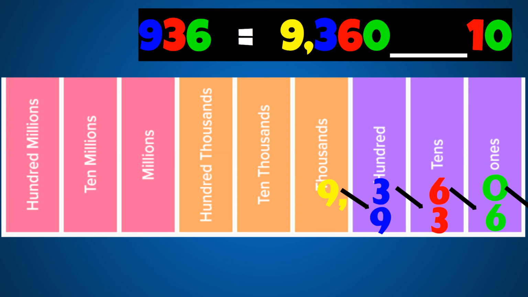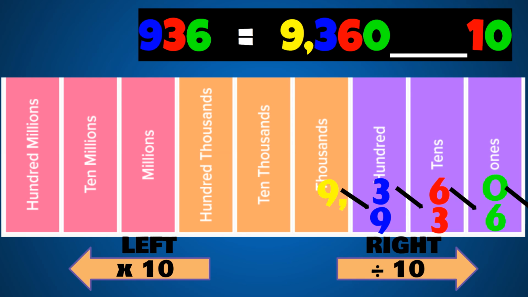Now we're going to the right this time. And we know that if it's going to the left in the place value chart, we're timesing it by 10. But if we're going to the right, we're dividing it by 10. And if we look at our arrows and look at what direction those numbers are moving, we know that in order to make the equation true, it's 936 equals 9,360 divided by 10.